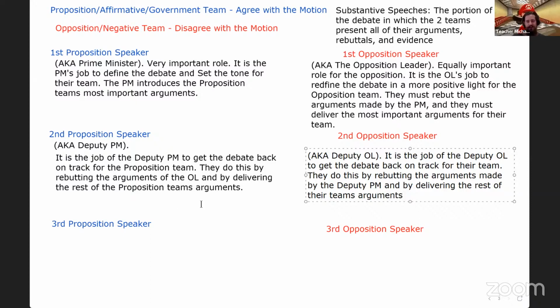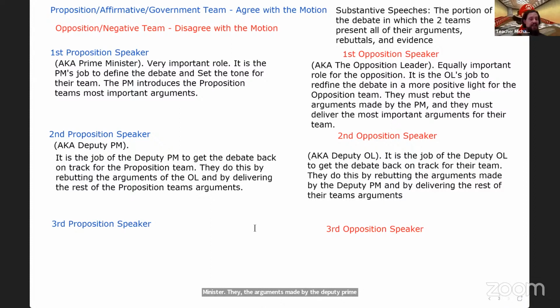Okay, so the second opposition speaker, also known as the deputy opposition leader, it's their job to once again try and get the debate back on track for their team. They've got to try and convince the judges and the audience to swing back in favor of the opposition team and their point of view. And they do this much the same way as the Deputy Prime Minister. They rebut the arguments made by the Deputy Prime Minister and try and offer counter arguments to it.